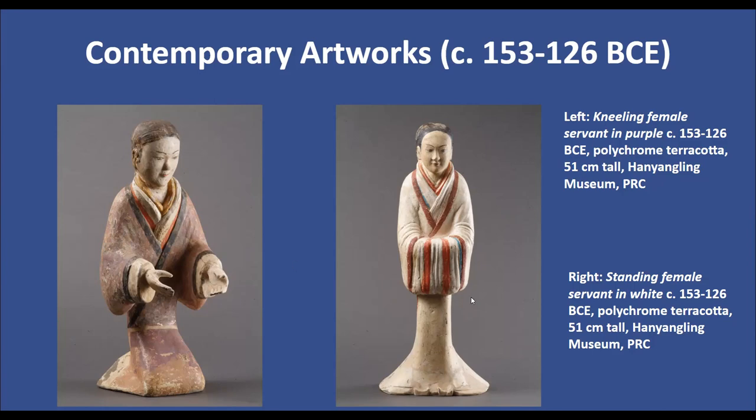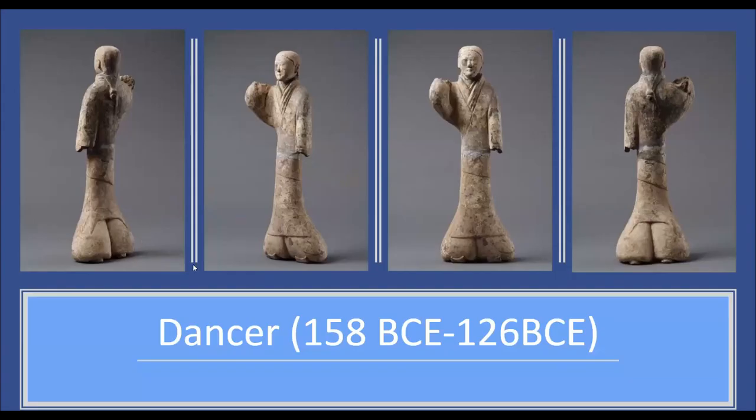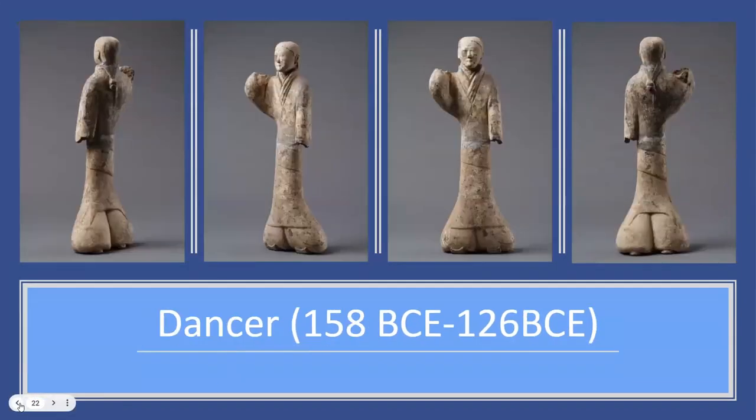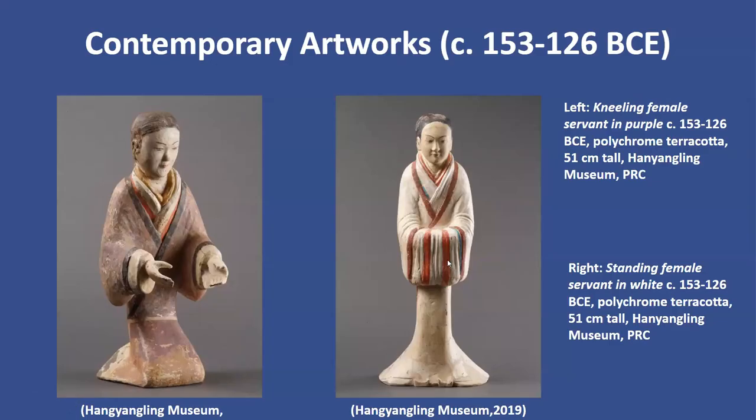These two sculptures are effigies of servants, probably higher ranked servants, like ladies in waiting, judging by their colorful and voluminous attire. Here we see that they're layering: 1, 2, 3, and this one is 1, 2, 3, 4. So three to four robes. The uppermost one is a narrow collar robe, but the other ones are wide collar robes.